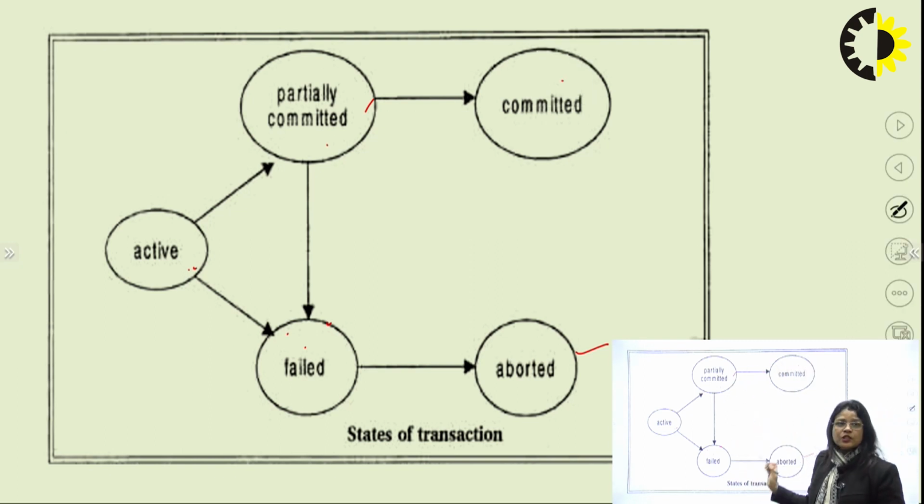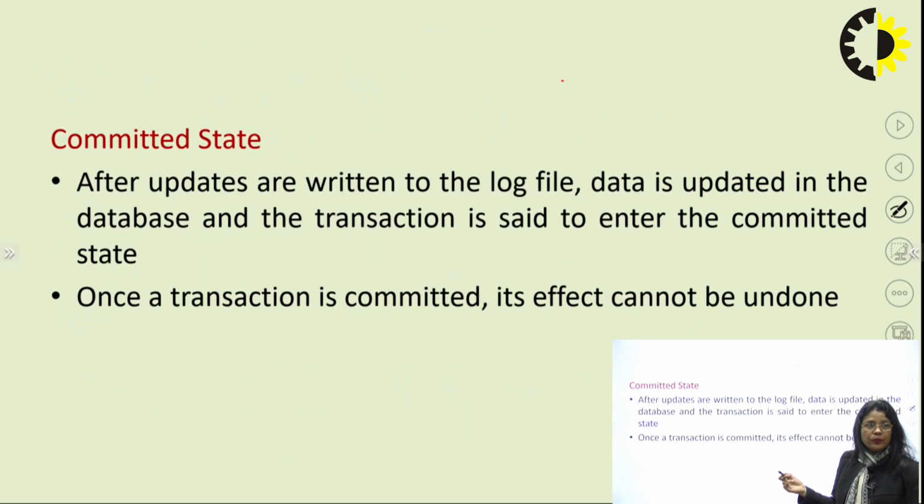So this is the connection between all the states of the transaction. By this figure, you can see the connections between all the states of the transaction. Okay.